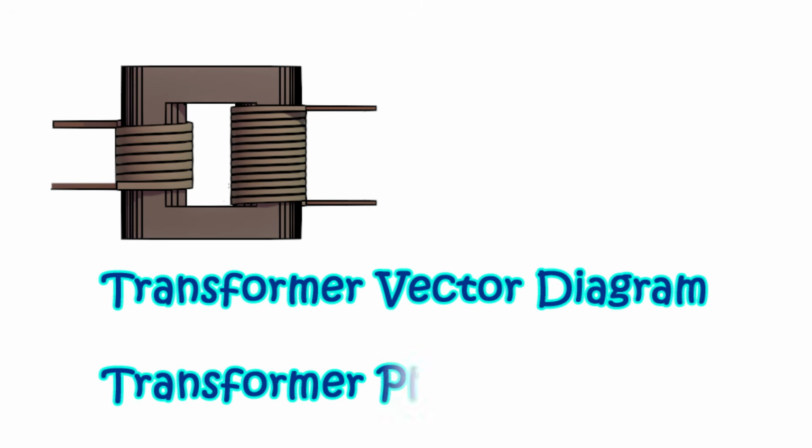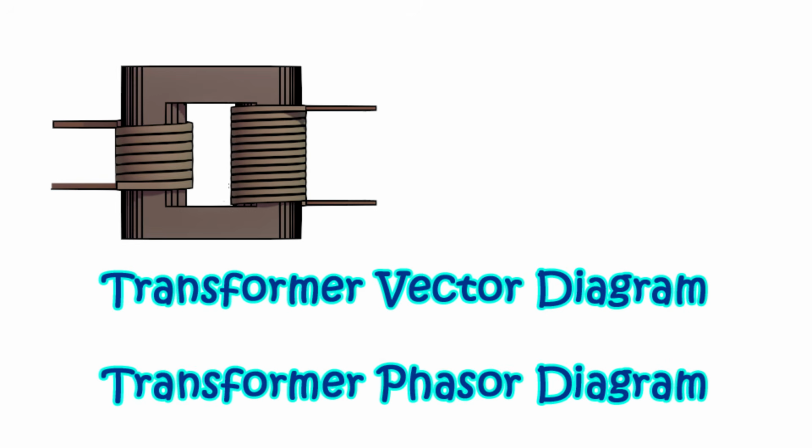Let's get started. Vector diagram or phasor diagram of a transformer. First, we will consider an ideal transformer. An ideal transformer has one magnetic core, one primary winding, and one secondary winding. These windings do not have any resistance.